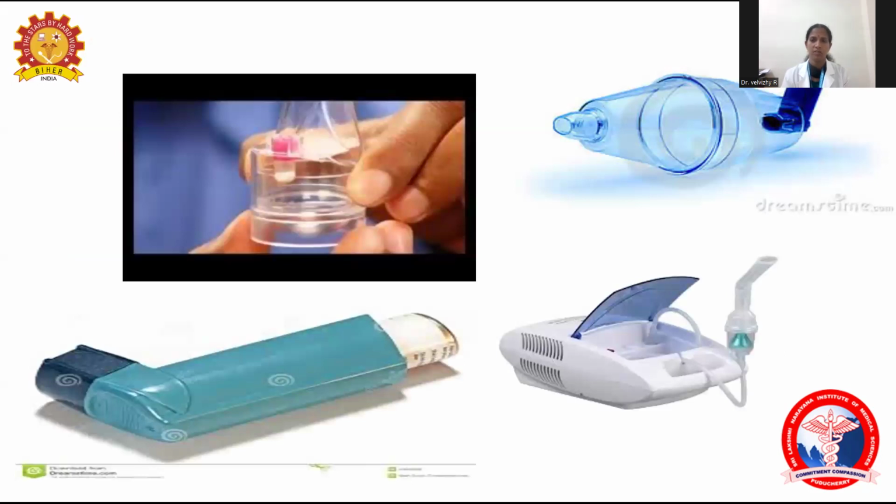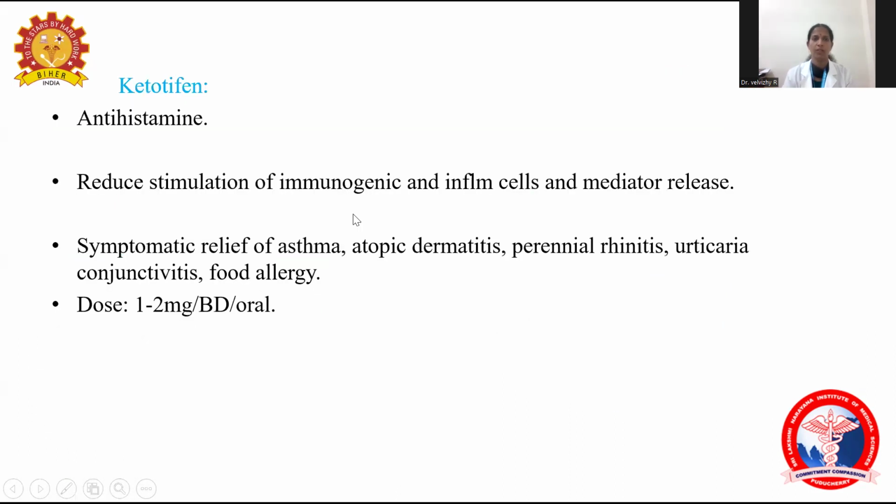Okay, so these are the various formulations, that is, this is an inhaler, this is a rotahaler, this is a spacer and this is a nebulizer. We can use this group of drugs in any of these. But the nebulizer is mainly used for emergency purposes, and the inhaler, rotahaler and spacer are mainly reserved for children and older people who don't have proper muscle coordination, and these can be self-administered even at home. Even among mast cell stabilizers, we have another drug called ketotifen.